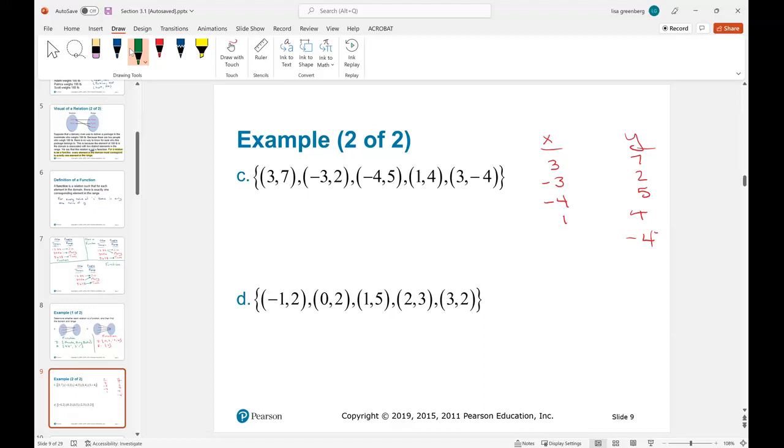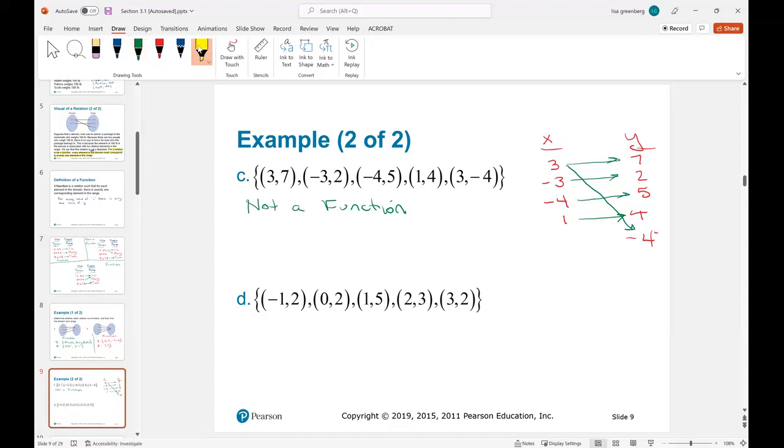Yes. Okay, so now let's put in our little arrows. So 3 goes to 7, -3 goes to 2, -4 goes to 5, 1 goes to 4, and 3 also goes to -4. So is this a function? It is not a function. Why is it not a function? Because if I ask you, when I put in 3 for X, what is my Y value? Well, I have 2 different Y values, and that's not okay. So that makes it not a function.